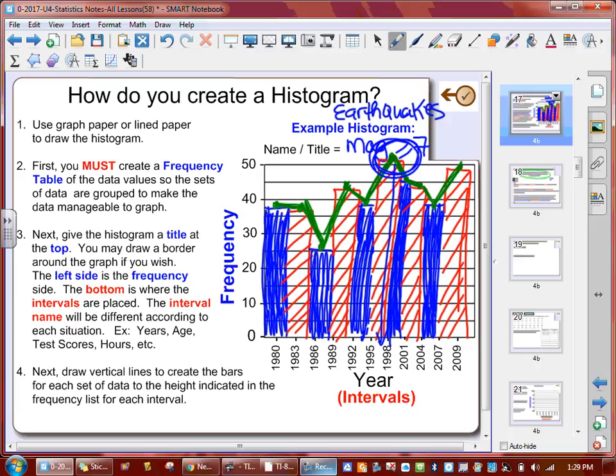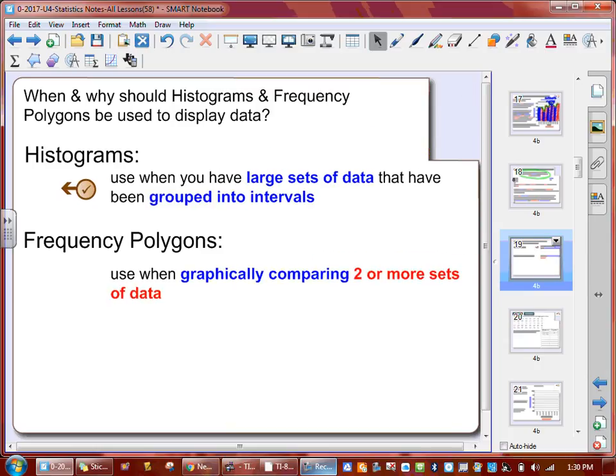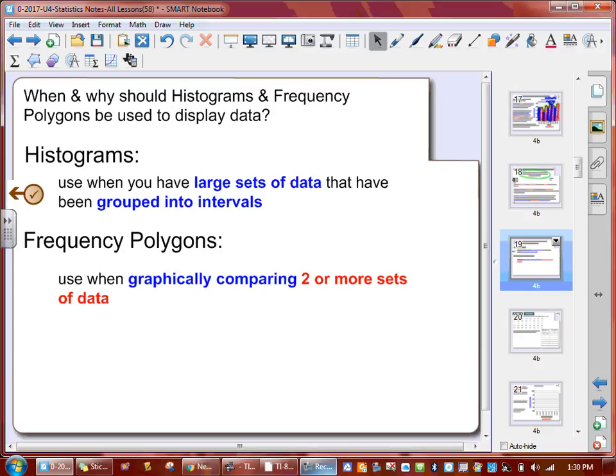Okay? Now, if we're talking about these large pieces of data, how are we going to arrange it? When should we use each of these? This is what we're going to use them for. So, histograms, we use when we have large sets of data that are grouped into intervals or can be grouped.